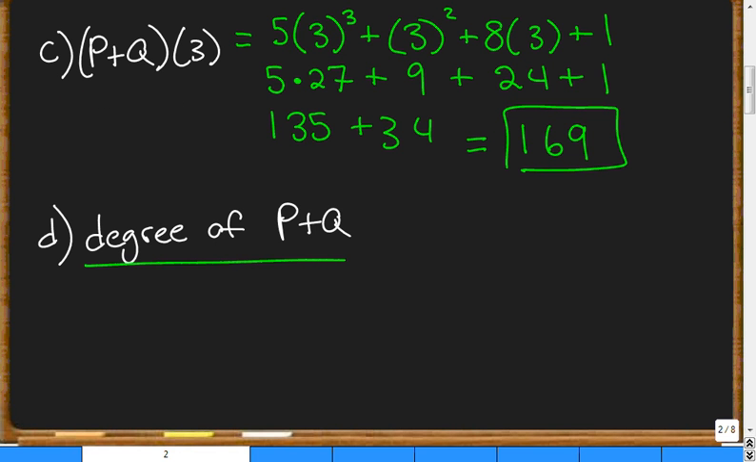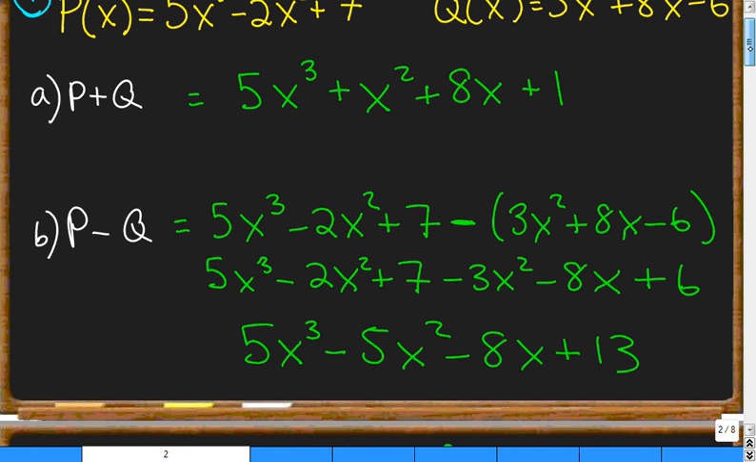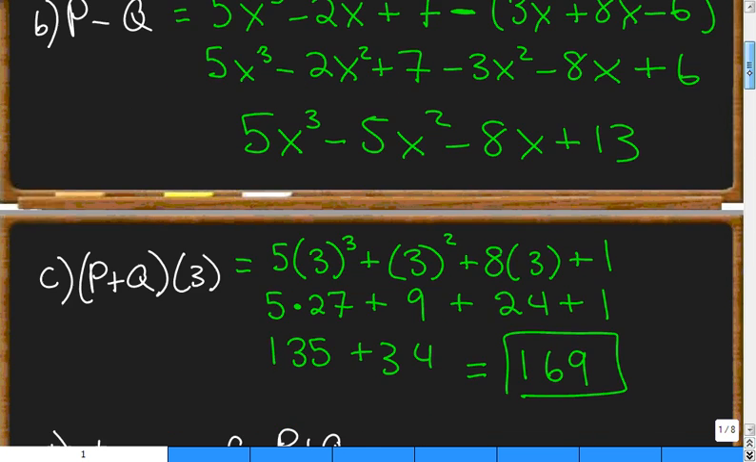Now it's asking us, what's the degree of p plus q? Well, degree refers to the highest or the greatest exponent for our polynomial. So if we go back and we look at p plus q, we have 5x cubed plus x squared plus 8x plus 1. So our greatest exponent term is this 5x cubed part. So the degree is what the exponent is. So our degree is going to be 3 for that, because the highest exponent is a 3.